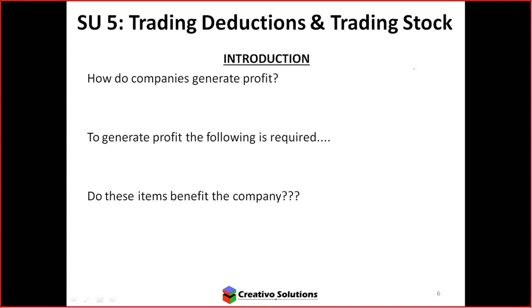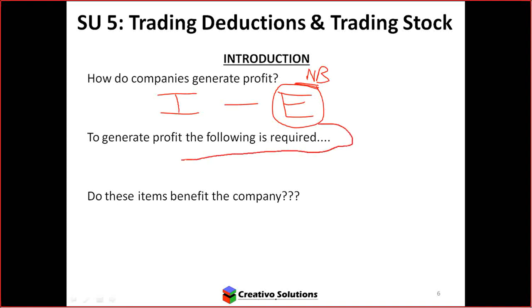All right, so, introduction. How do companies generate profit? We've spoken quite a bit now, we looked at quite a bit of revision. If we're talking about the profit side of things, what are we going to be looking at? If we're looking at the profit, we're looking at your income minus whatever expenses you incurred to generate that income. Very good, that's a good answer. So obviously the expenditure is used to generate the profit.